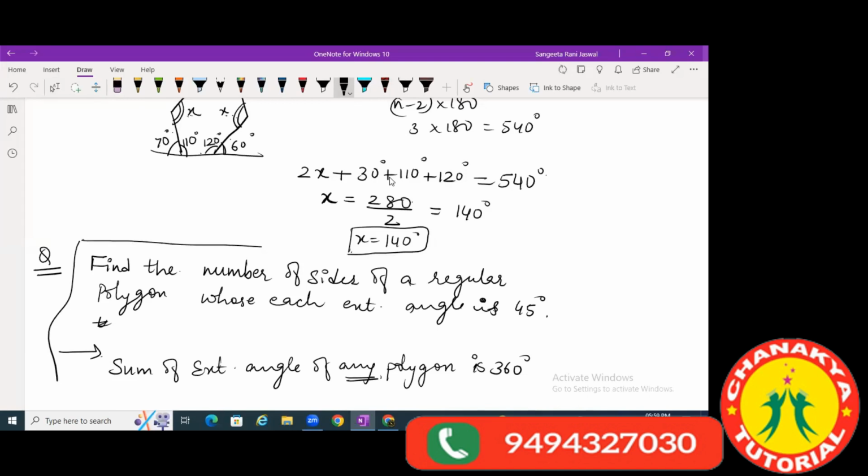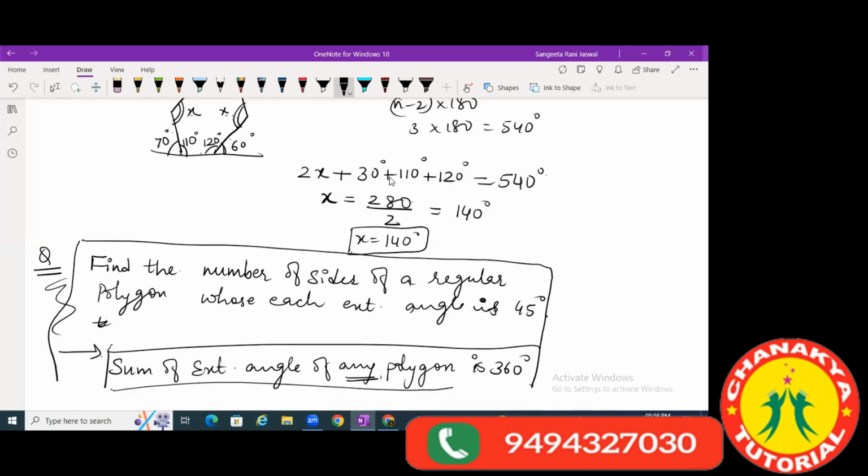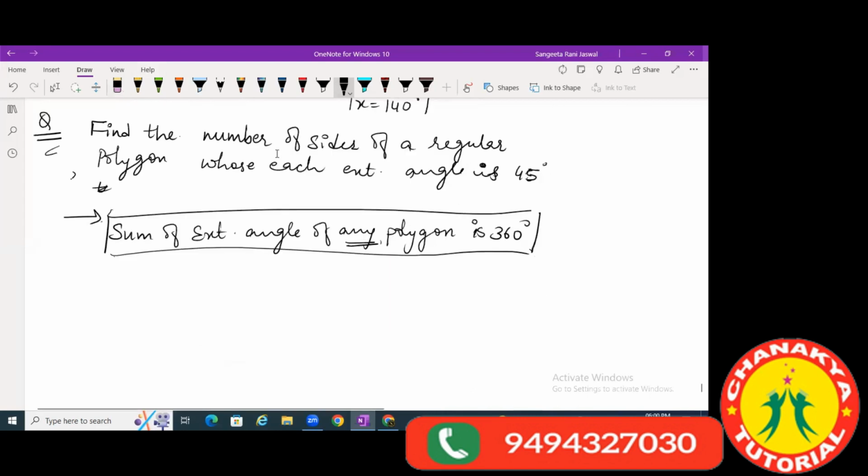Okay, so if the number of regular polygon, okay, not this, this is to be highlighted. So the sum of all the exterior angles of any polygon is 360 degrees. So you have to keep that in mind. I'm just erasing this part. Okay, so please keep this in mind.